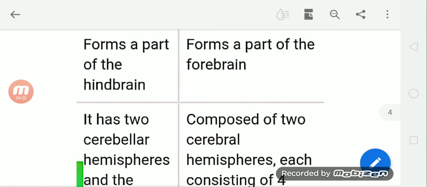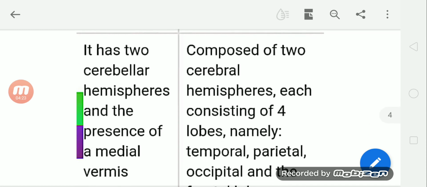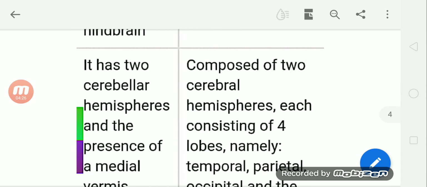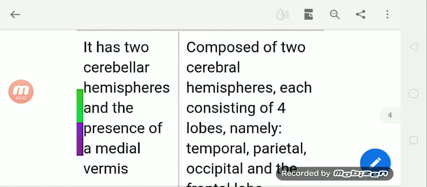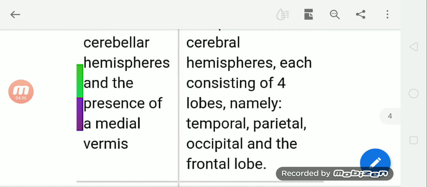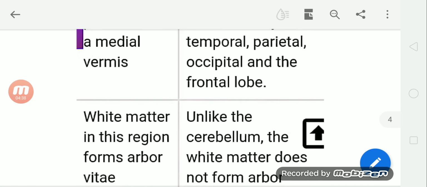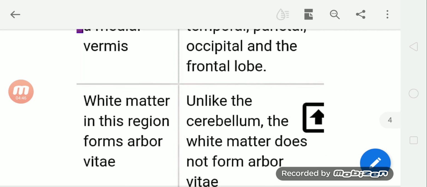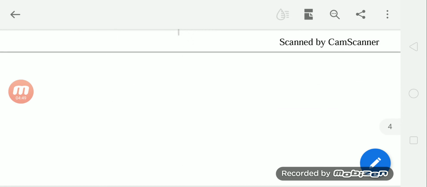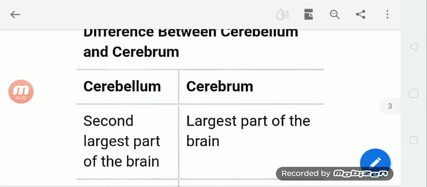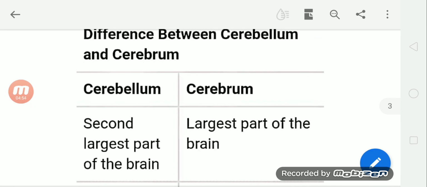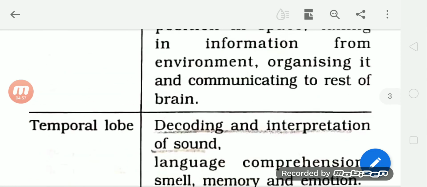The cerebellum has two cerebellar hemispheres and a medial vermis. The cerebrum is composed of two cerebral hemispheres, each consisting of four lobes, namely temporal lobe, parietal lobe, occipital lobe, and the frontal lobe. White matter in the cerebellum forms the arbor vitae. Unlike the cerebellum, the white matter in the cerebrum does not form arbor vitae. These were the differences between cerebellum and cerebrum.